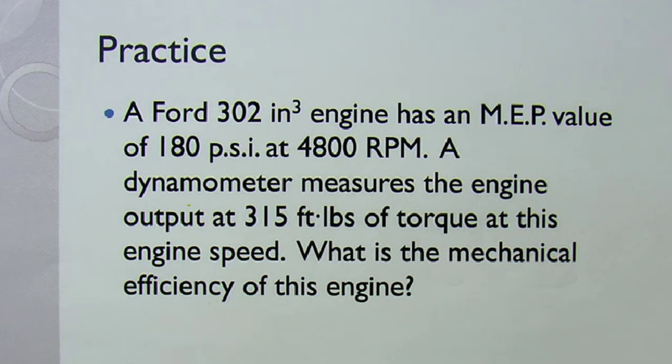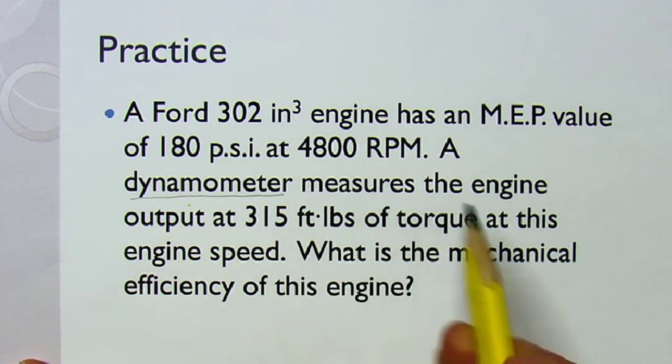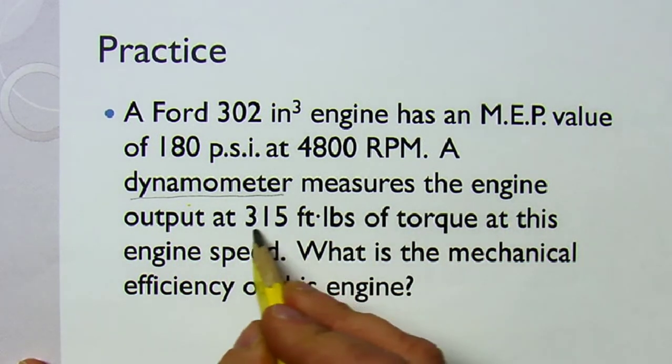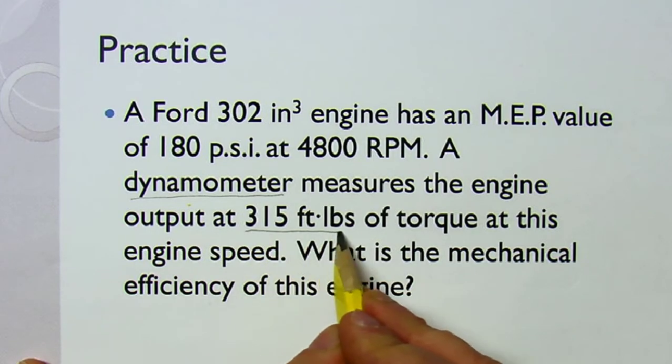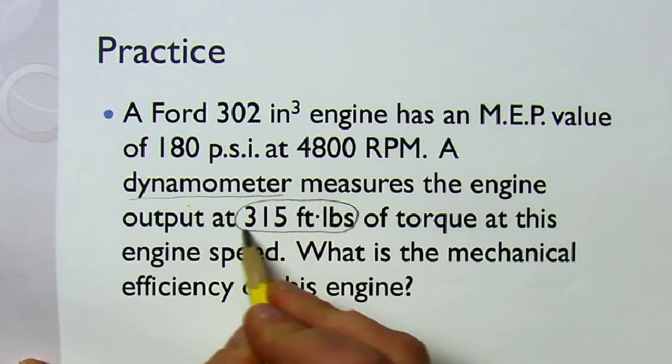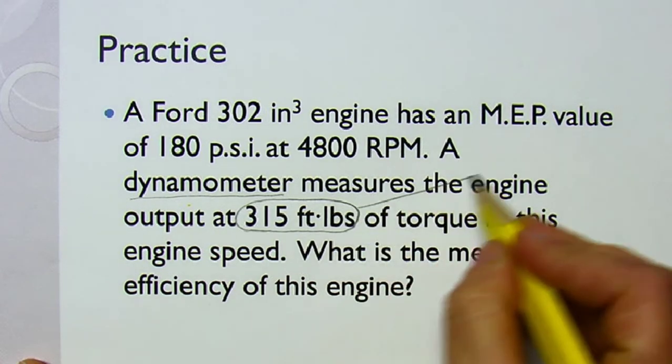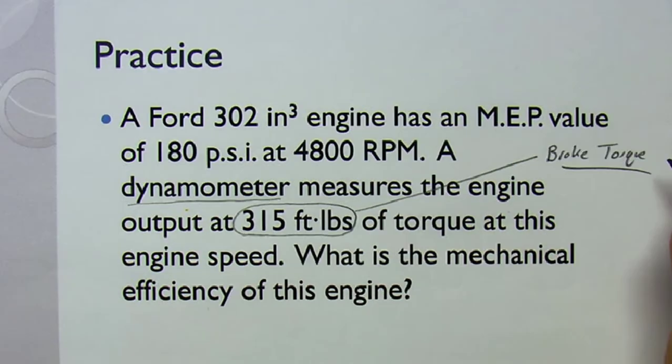Okay, I'm going to let you do that one, but I do just want to point out one thing. What was our brake value here? The dynamometer measures the engine output at 315 what? These are foot-pounds. And so here you're given the brake torque. So when you do this problem, you better use torque instead of horsepower. Go ahead and do that. Unpause when you're ready to see if you've got this one right.